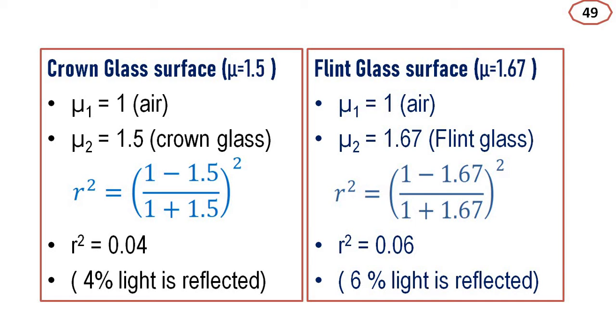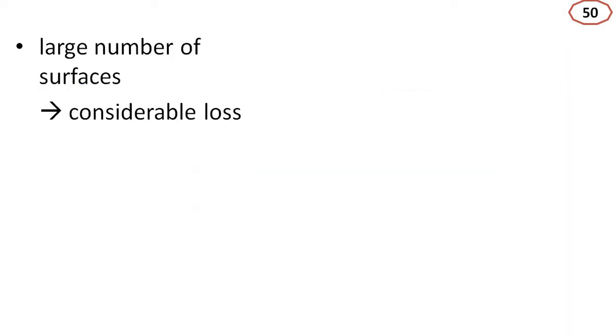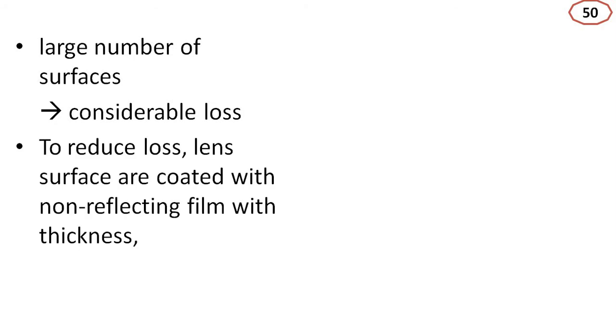So when we are using a ground glass or a flint glass to manufacture a lens or any optical devices, there is a huge reflectivity. A considerable percentage of the light will be reflected. It's a significant issue. As the surface increases, there will be considerable loss. To reduce the loss, lens surfaces are coated with a non-reflecting film with a thickness T equal to lambda by 4 mu.